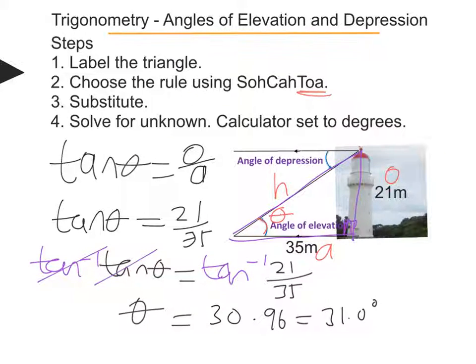So if I'm standing at this point here, 35 metres away from the bottom of the lighthouse, I need to look up at an angle of 31 degrees to see the top. And that's called the angle of elevation.